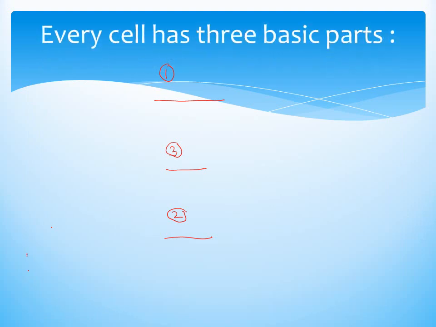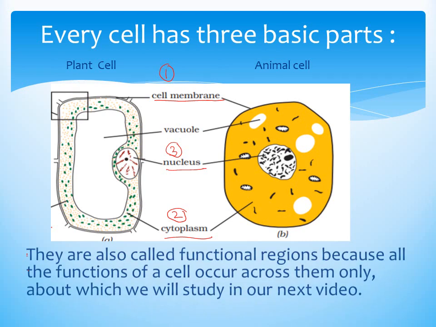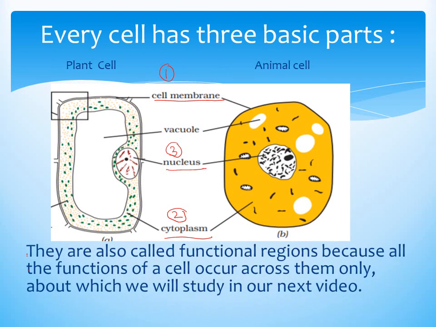Every cell has three basic parts, whether it is a plant cell or an animal cell. It will have a cell membrane, cytoplasm, and nucleus. These are also called as functional regions of the cell because all the functions of a cell occur across them only, about which we will study in our next video.